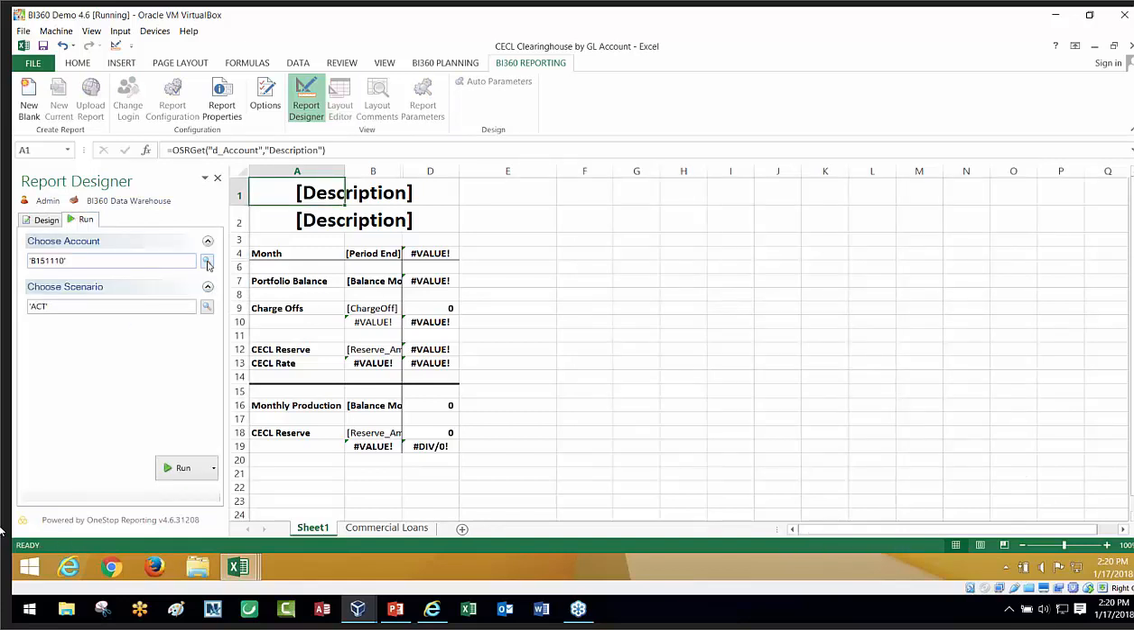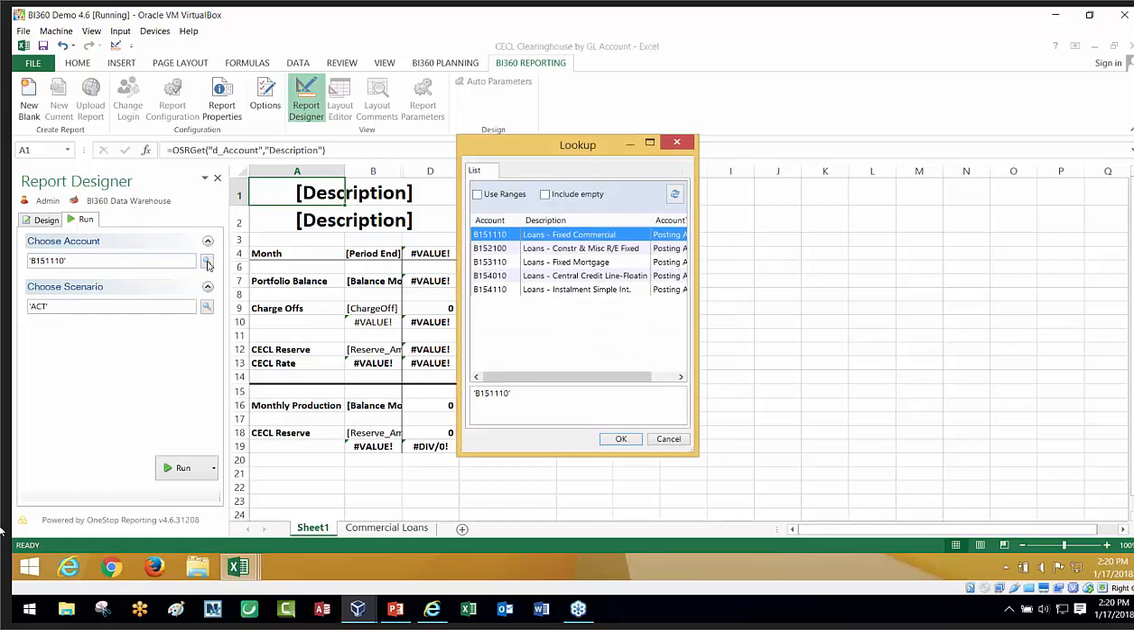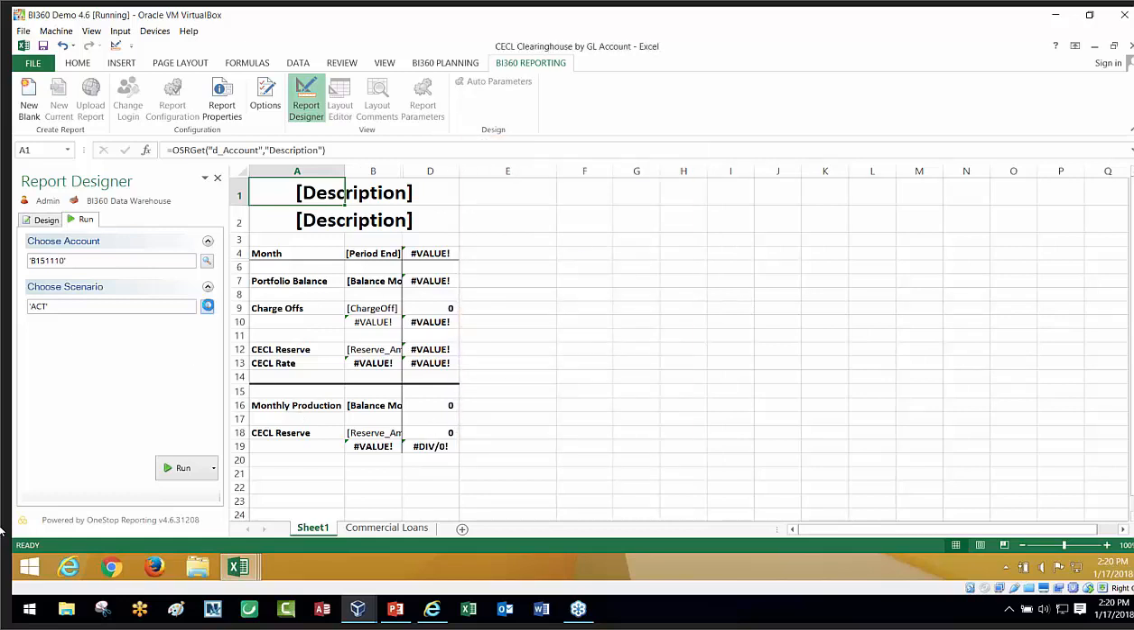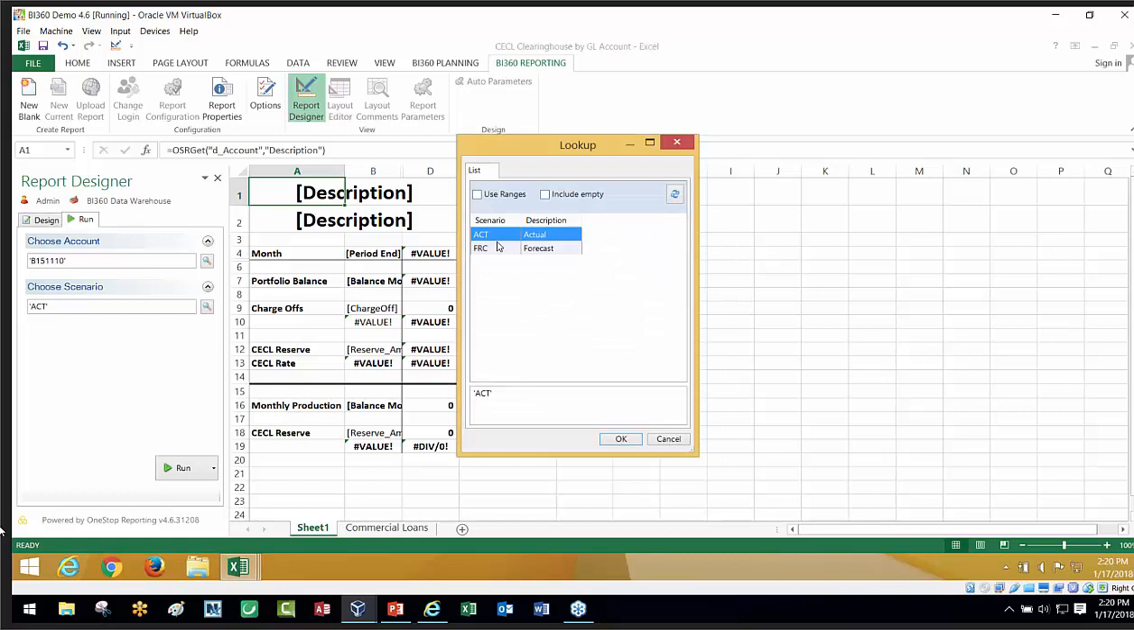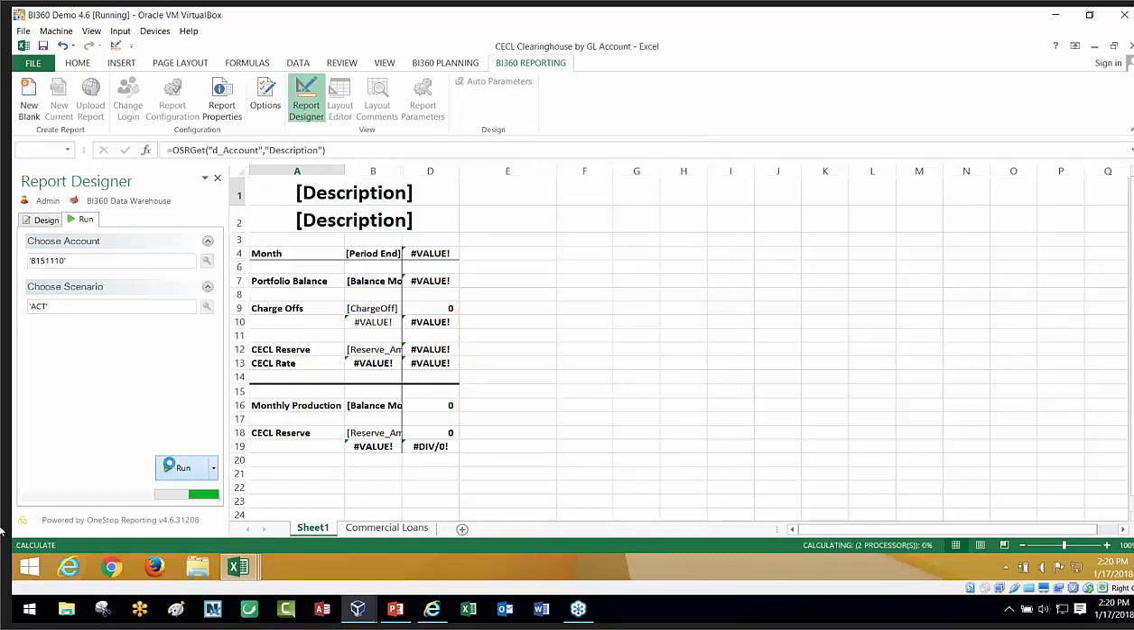And now I'm doing this by GL code. I may have 20 different banks, 30 different banks, so I'll pick up bank one, and then it'll be the GL codes relevant to that bank. I just want to see how my commercial loans did versus my CECL analysis on an actual basis. I'll touch on forecaster in a bit, but an actual basis. I'll go ahead and run it.